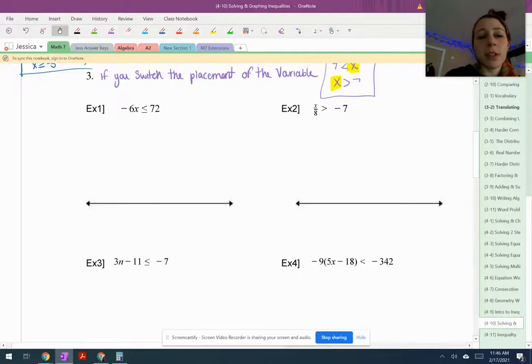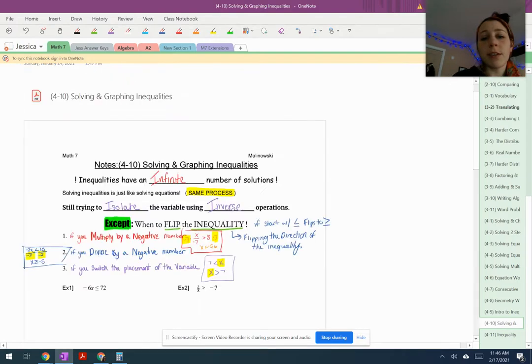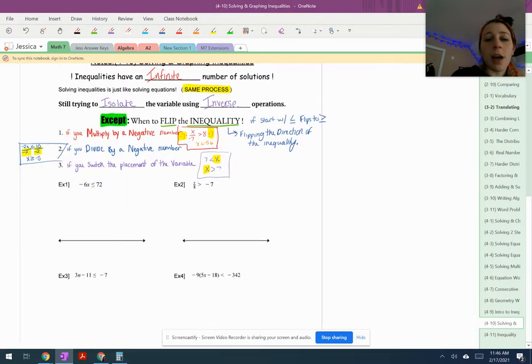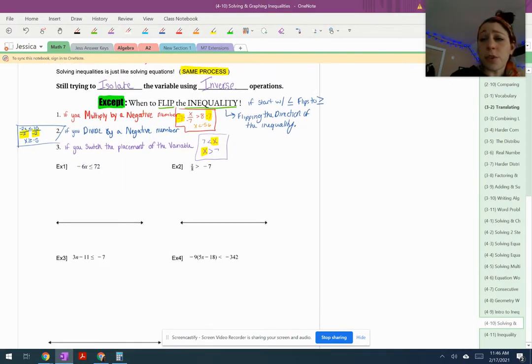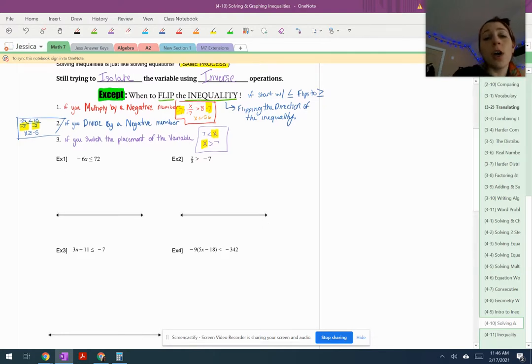Okay, so looking at our first example here of lesson 4-10 for Math 7, solving and graphing the inequalities. So again, we're doing the same thing that we would with an equation, still trying to isolate the variable, still using inverse operations. We're just watching out for if we multiply or divide by a negative number.